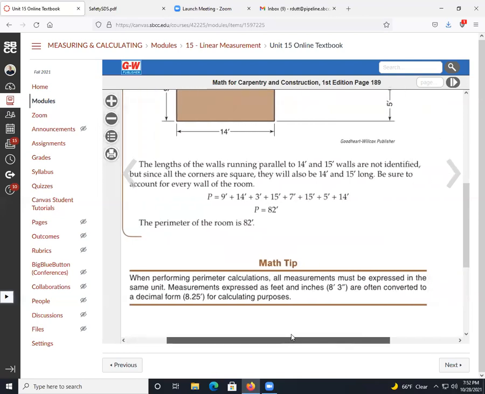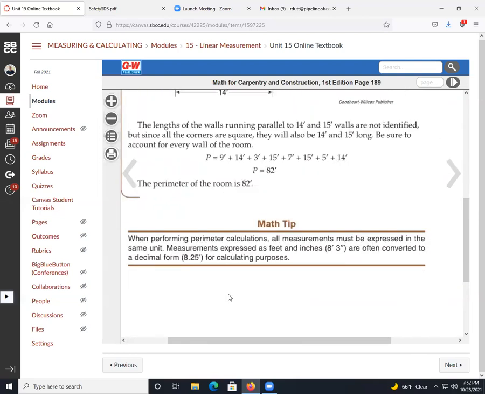When performing perimeter calculations, all measurements must be expressed in the same unit. So measurements expressed as feet and inches are often converted to a decimal form for calculating purposes. It helps if you convert the inches to decimal equivalents, and then you can just plug them into a calculator. Otherwise, you've got to add up all the feet, and then add up all the inches, and then convert the inches to feet and inch remainder.